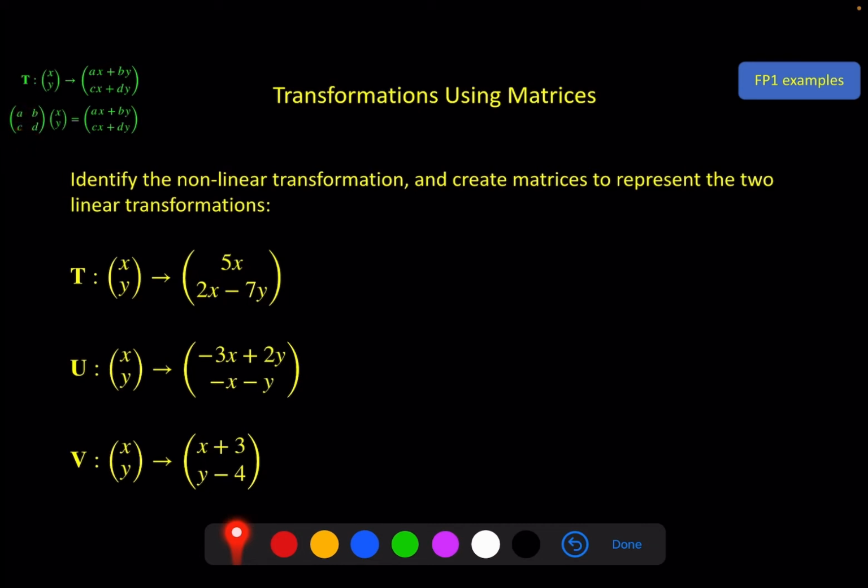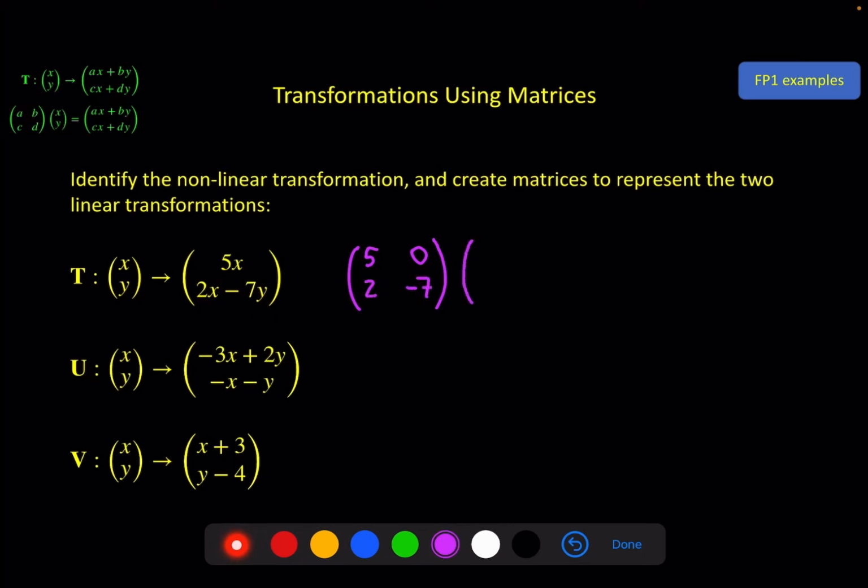So first of all, I've got a 5x here, so the 5 is relating to the A, so that goes in the top left of my matrix. And I don't have any y's, but that means it's a 0 for the B. It doesn't mean it's non-linear. So let me write this out as I do it. We can say 5, 0, and then the next one we've got 2x, so the 2 is the C, and minus 7y. 2, minus 7.